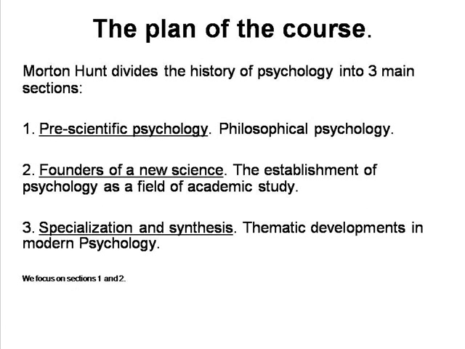Hunt divides his history into three sections. First, 3 chapters on philosophical psychology, then 7 chapters on the beginnings of modern scientific psychology, and finally 9 chapters on the developments of the various subfields of modern psychology. In this course, we will focus on the first 2 sections, and you can look at the various subfields in detail in the specialist courses which you choose for the minor.